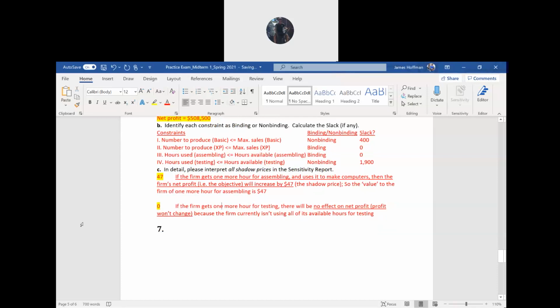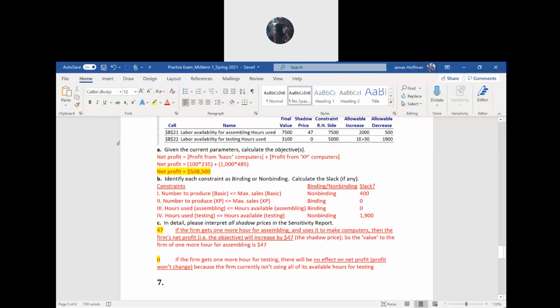Okay, so the firm gets one more hour for testing. The shadow price is 0, so there'll be no effect on net profit. Profit won't change because the firm currently isn't using all of its available hours for testing. All right, so see the difference: if you get a positive shadow price, that's the value of one more of the resource. If it's 0, the value is 0. Okay, all right, questions on number 6 for the computers one?